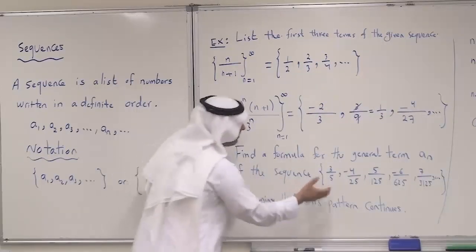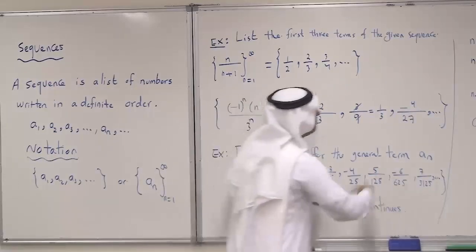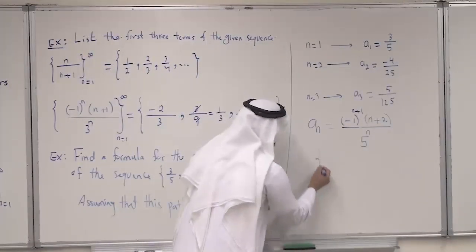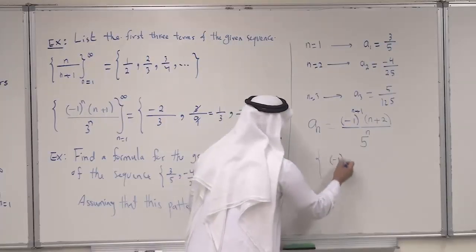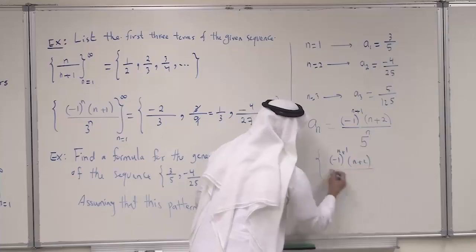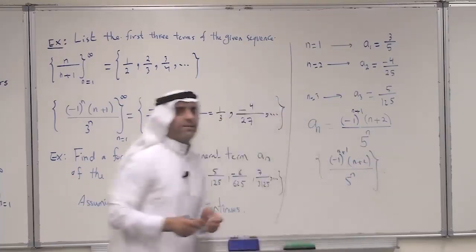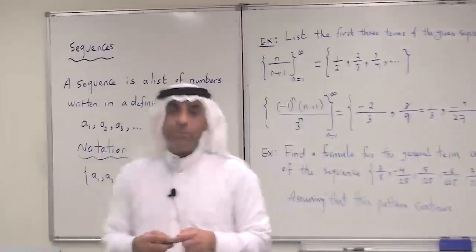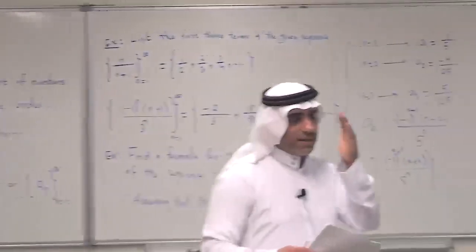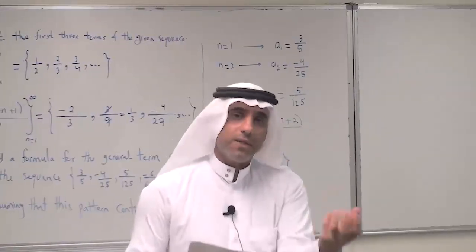And this is another example where you have some elements given, and assuming this pattern will continue, you can find the general term. So you can write the sequence now as minus 1 to the power n plus 1, times n plus 2, divided by 5 to the power n. So this is just an example to illustrate the meaning of a sequence, and how to move from one form of a sequence to another form, meaning from one notation to another notation.